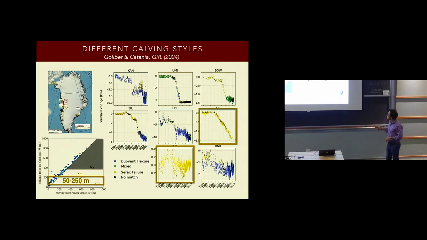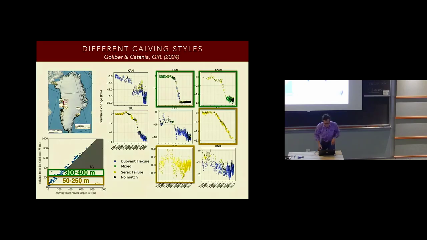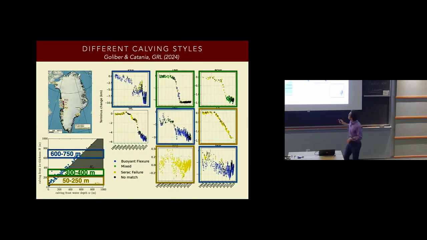So these small glaciers, they're between 50 and 250 meters thick, they always just crumble, essentially, right? They don't have the giant calving events. Whereas you have the intermediate size between 300 and 400 meter glaciers that have mixed mode calving, and then you have the large ones that mostly calve through full depth. Yeah? These glaciers are all between 600 and 750 meters thick at the front.